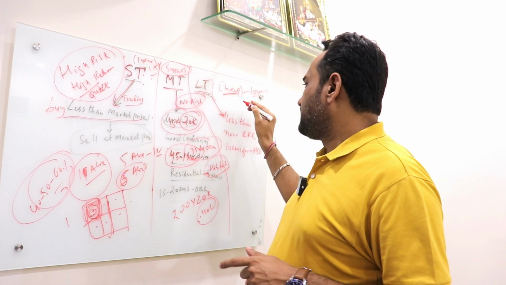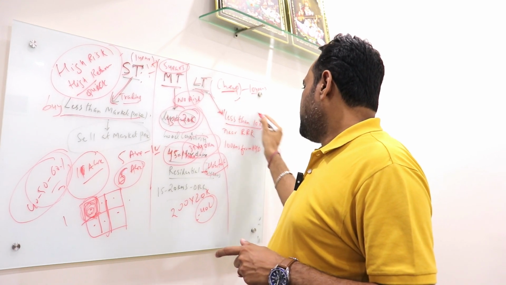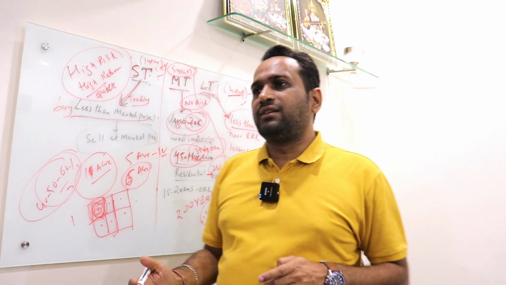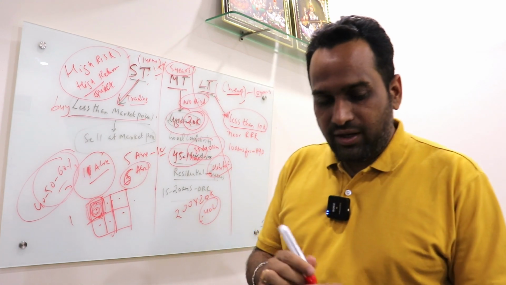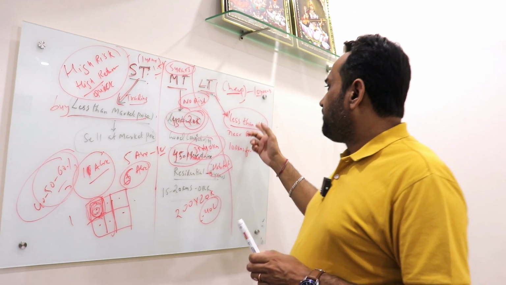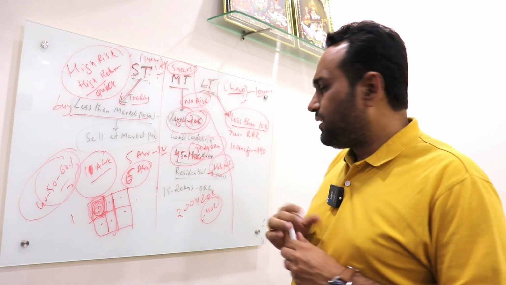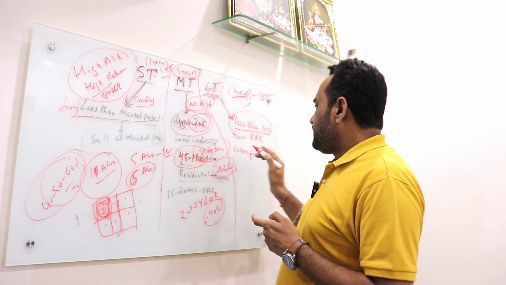Now when I say cheap, it is less than 10,000 rupees per square yard. That would be ideal. In fact, less than 5,000 is a great opportunity. Even less than 10,000, I would consider it as long-term investment, right? Now, where can you buy it?